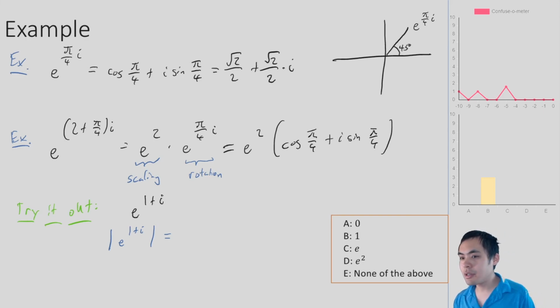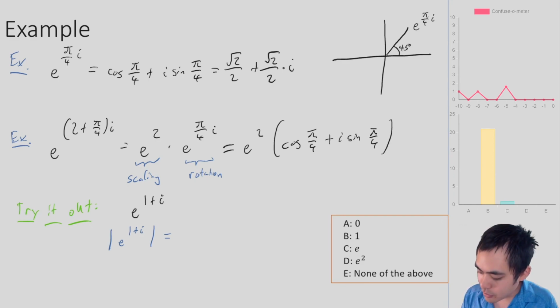Okay, so it looks like people are answering B. A few people are answering C. Well, let's take a look at what the scaling factor is. The scaling factor up here was e squared, right? So the scaling factor here is actually going to be equal to e to the 1, which is equal to e. So the answer here is actually C.